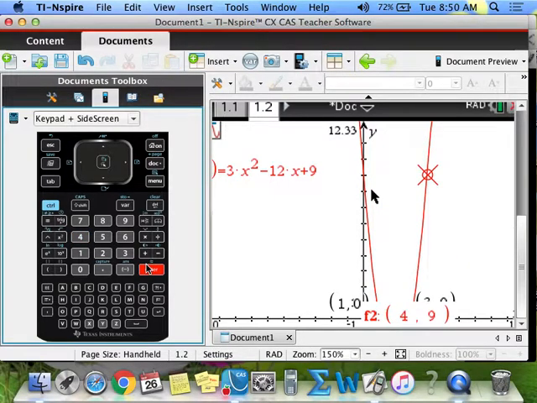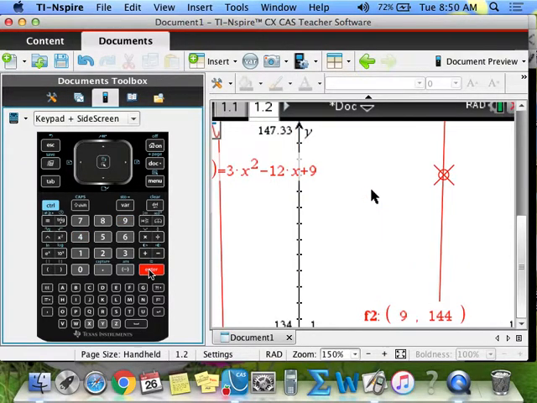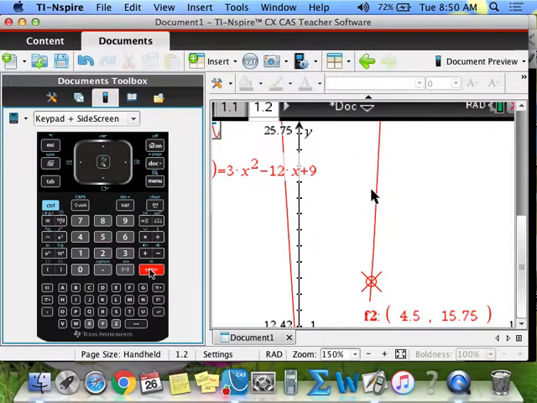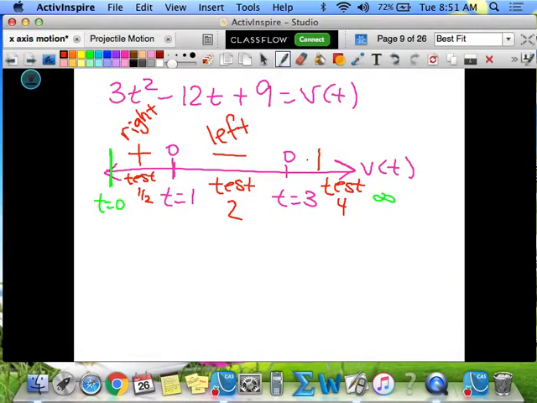I get a positive number. What if I decided to pick 9? Still a positive number. What about 4.5? Still a positive number. Different velocities, which means it's not the same speed as it was. It's speeding up or slowing down or whatever, but it's still a positive velocity, so it's still moving in which direction? To the right.